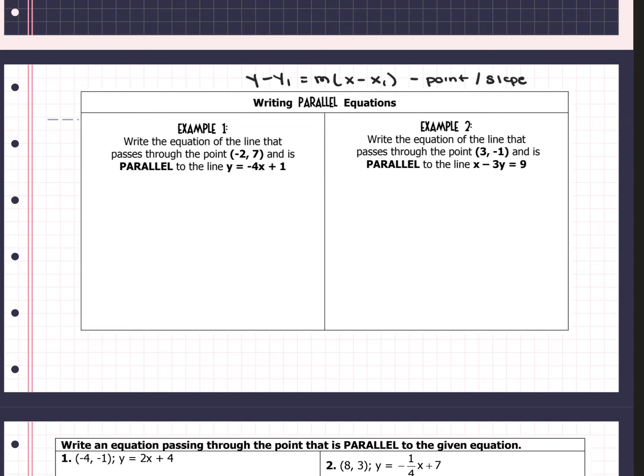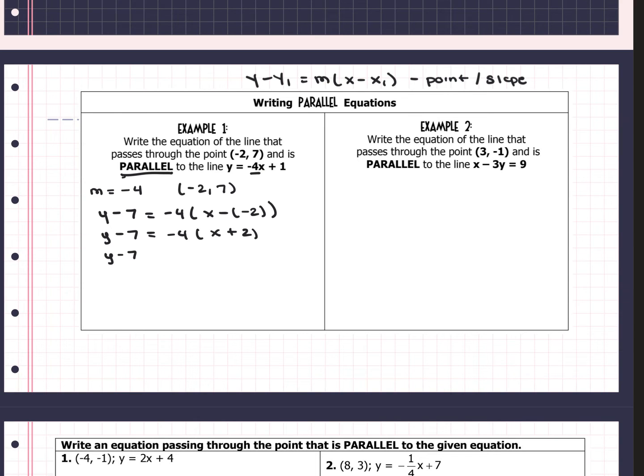All right, so looking at the first example, since I know they're parallel, I know that my slope here is going to be -4. And I'm given the point of -2, 7. So I'm simply going to plug it into my point slope formula. So I have y minus 7 is equal to -4 times x minus -2. I'm going to simplify the right-hand side. So I have y minus 7 is equal to -4 times x plus 2. I'm going to go ahead and distribute.